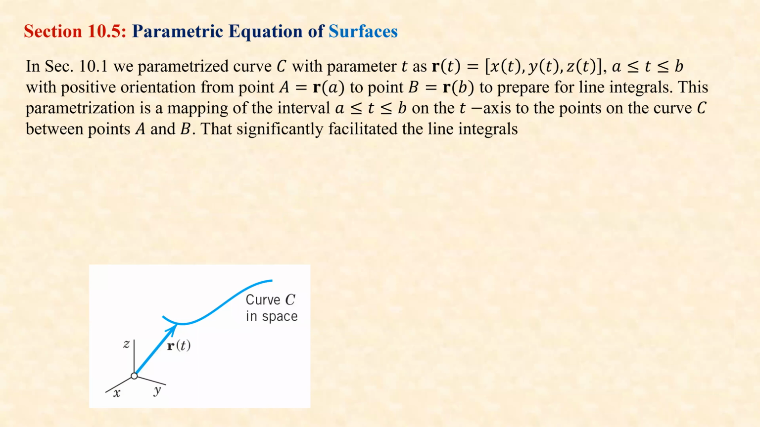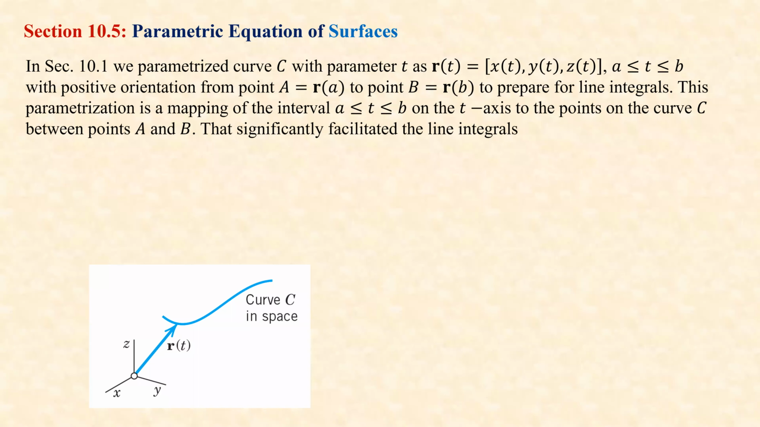Remember, in the first part of this chapter, we started parametrizing curves. Why did we parametrize curves? Because we wanted to do line integrals, and in terms of the parameter it is a lot easier. It means basically we create an algorithm to do the integral over a curve, and it becomes a simple integral. Sorry, I'm getting hiccups.